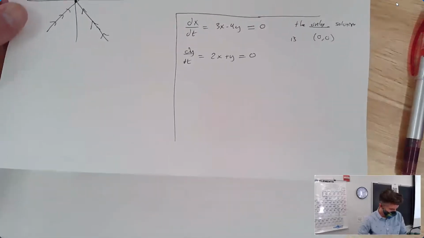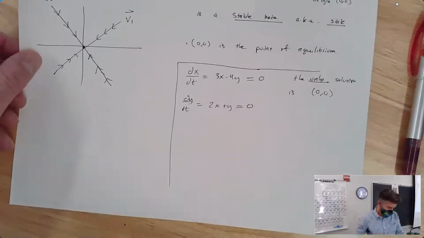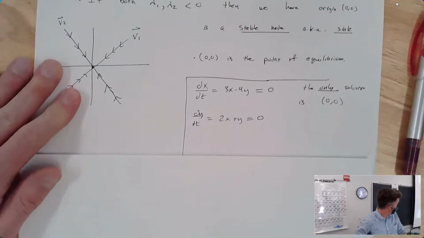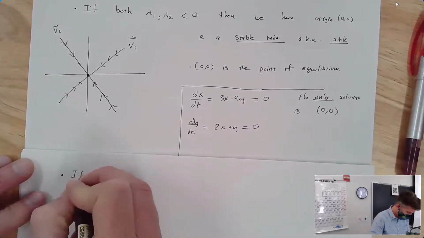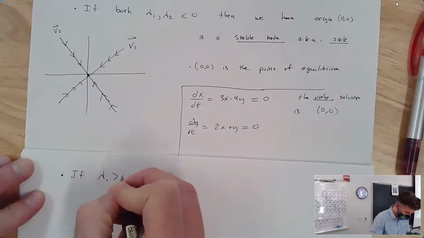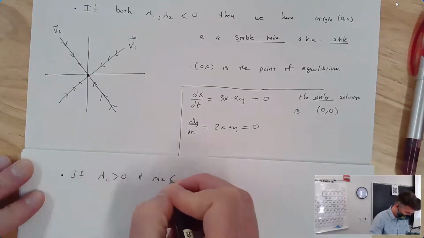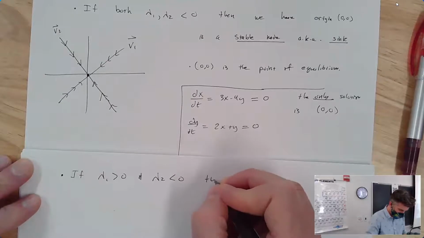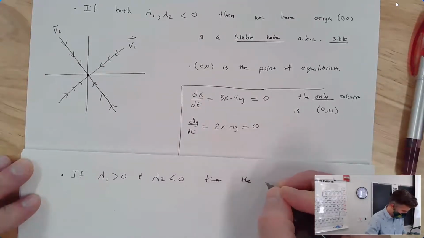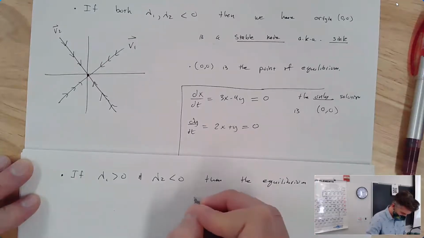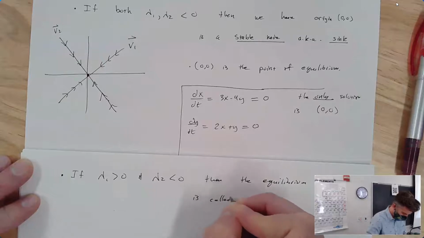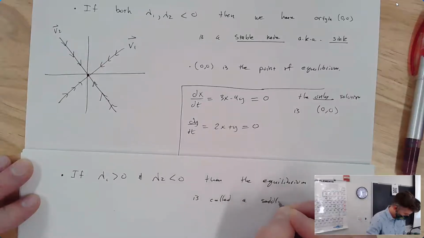And then the last type of real eigenvalue situation is if one of the eigenvalues is positive and one of the eigenvalues is negative, then the equilibrium 0, 0 is called a saddle, which is considered unstable.